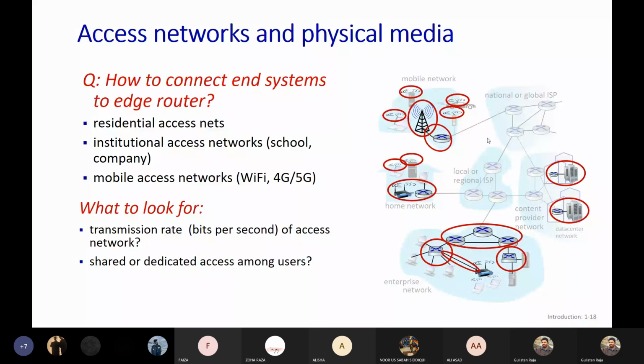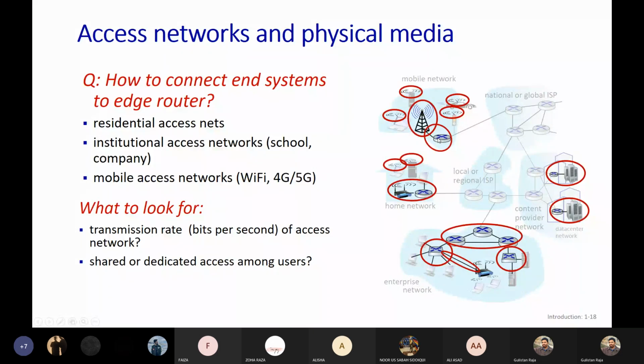Now let's proceed further. The question is how to connect an end system to the edge router. Edge router, look at this diagram, the top left. The first router that connects to your network core is known as the edge router. The router located at the edge of the network is known as the edge router, the first router encountered by the end system. So how do we connect end systems to the edge router?